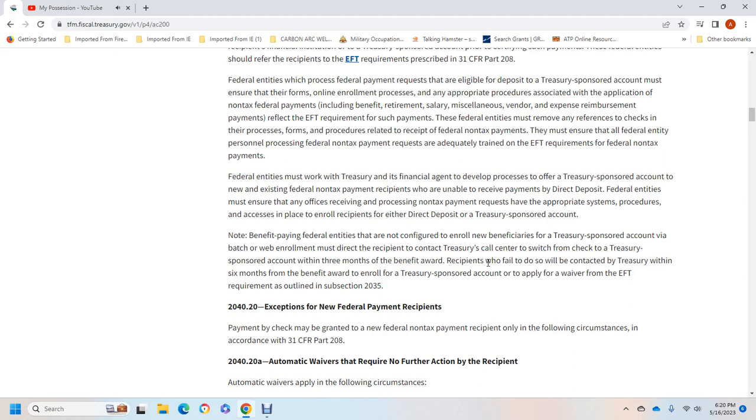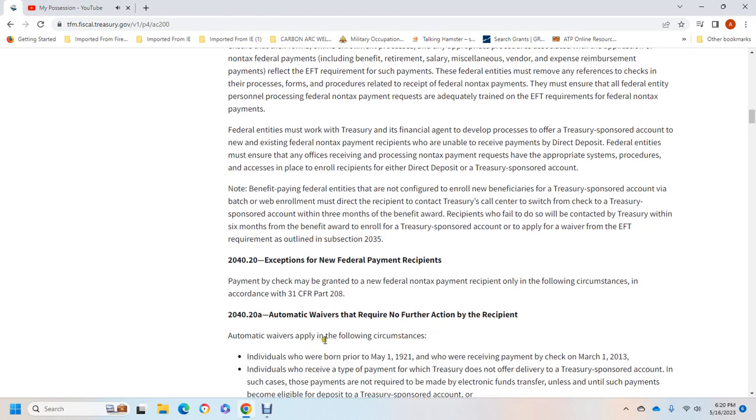Apply the waiver of the electronic funds transfer requirements outlined in subsection 2035 that comes with the new federal payment. The recipient's payment by check may be granted with the new federal non-tax payment, for the recipient only under the following circumstances in accordance with Title 31 CFR Part 208. 2040-20, automatically waive the requirement, with no further action by the recipient.